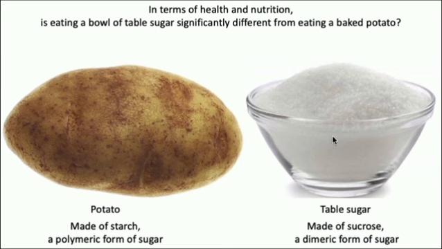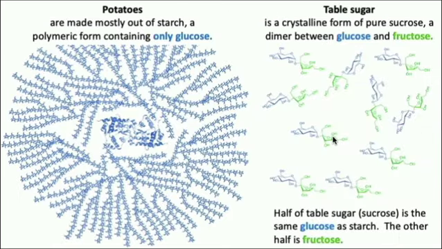They are extremely different because the potato is made out of starch, which is pure glucose. Starches are half of our dietary energy, whether it's in the form of wheat or corn or rice or potatoes, is pure glucose, but in a polymeric form. In contrast, table sugar is a dimer, but it's not made of pure glucose like potatoes. Rather, it's a dimer between glucose and fructose.